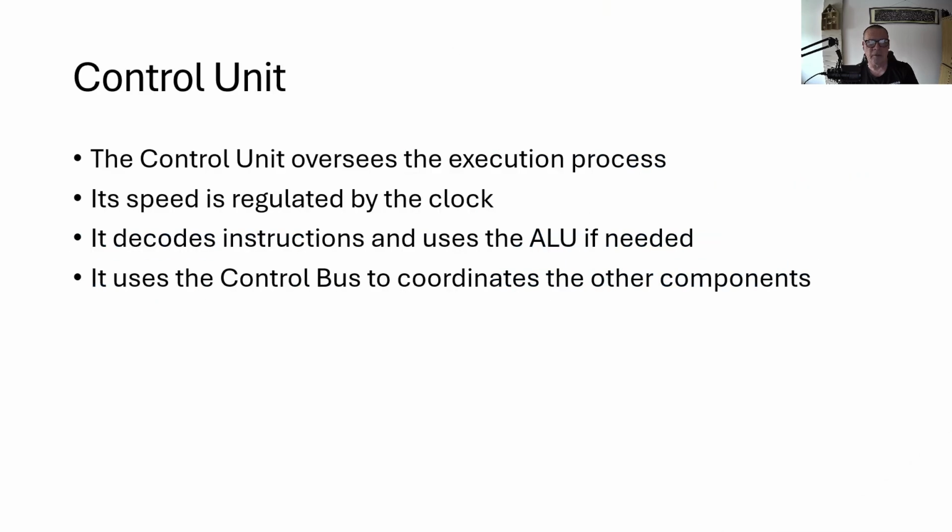The control unit itself oversees the whole execution process and everything that's going on within the CPU. Its speed is regulated by the clock, so the control unit uses the clock directly. It decodes instructions first to work out what they mean, because instructions are quite complicated and it needs to know what they actually mean, and then it uses the ALU if it needs to. Not every instruction needs the ALU, but the majority would. And it uses the control bus to coordinate the other components involved. We'll come on to buses shortly.